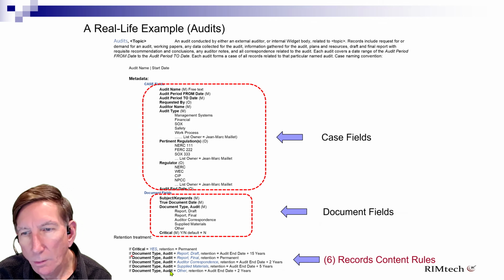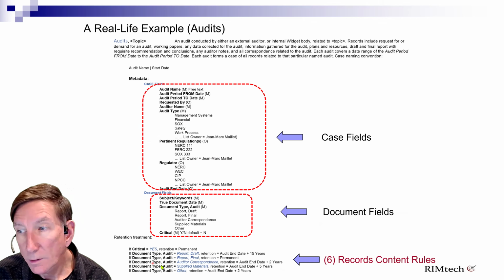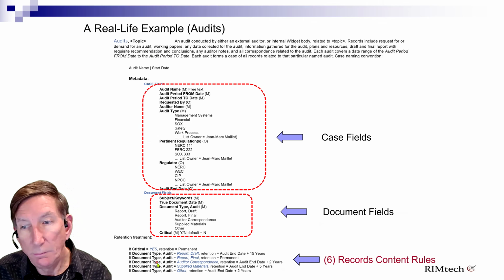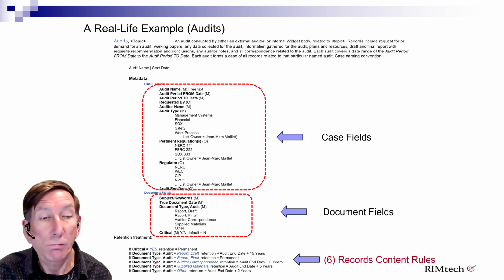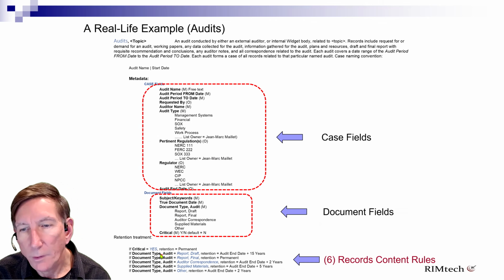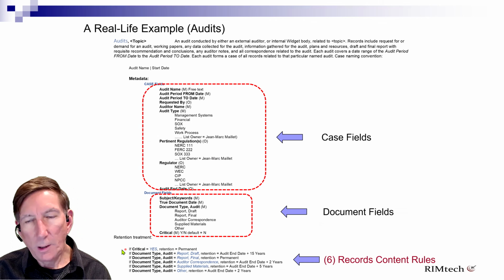Now down below, we have 6 content rules. Remember the rules on the right. And every content rule is going to call upon or use or reference metadata. For example, there's a field up here called critical. It's right here. It's a yes/no field. If the critical is marked yes, then the retention is permanent, right? So that's a compliance rule. That means this field is not negotiable. We need it for compliance, right?